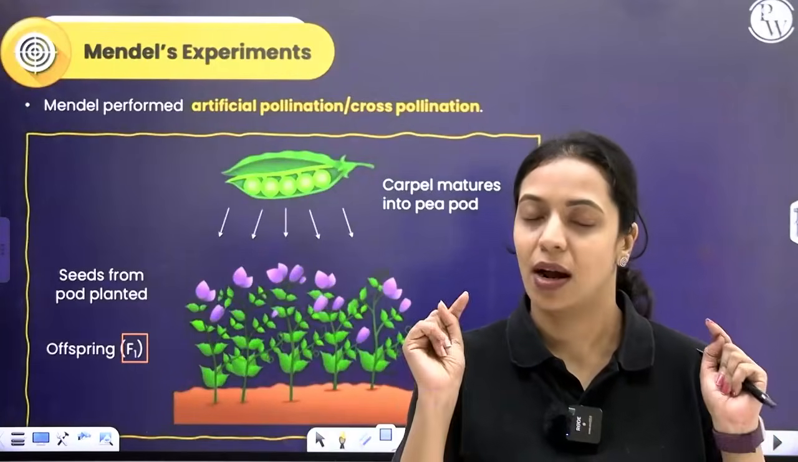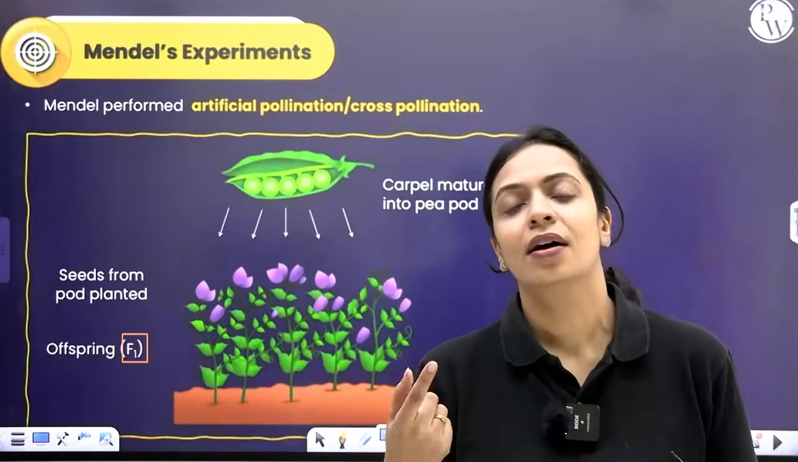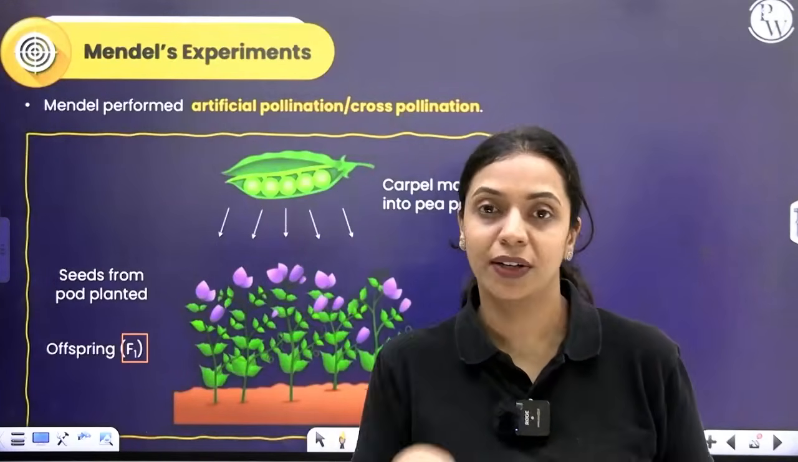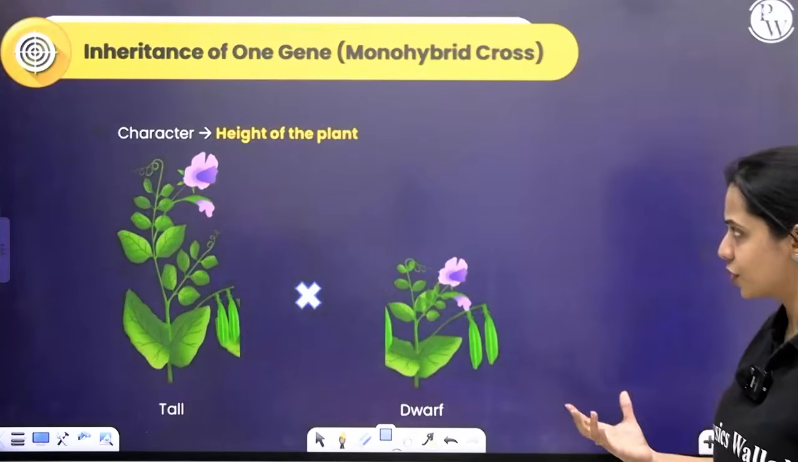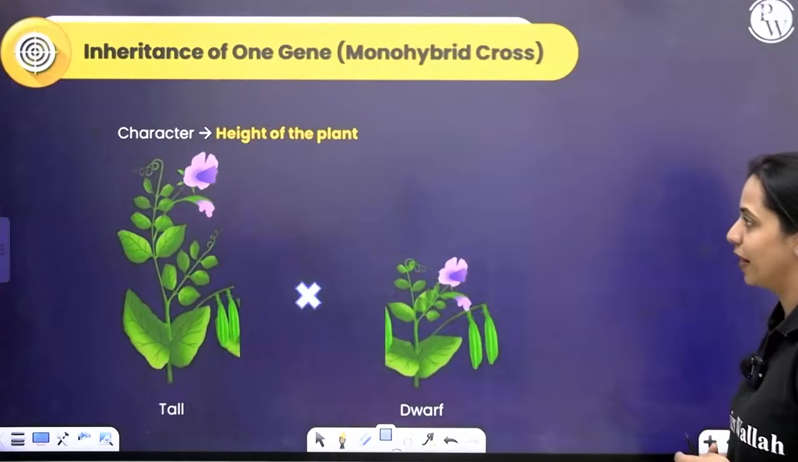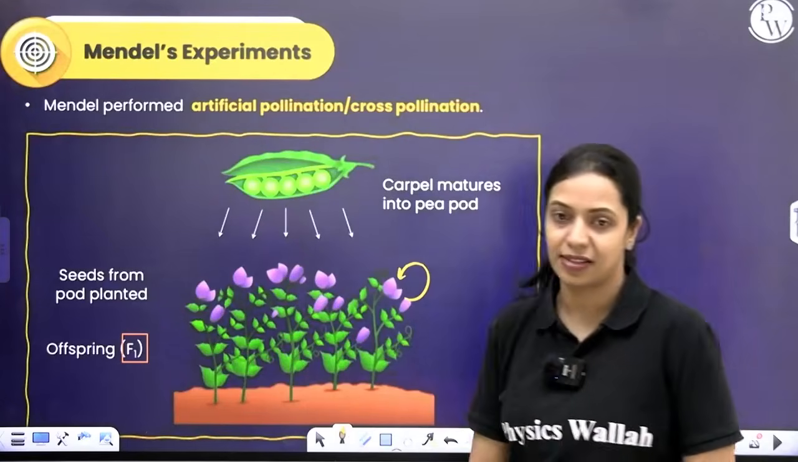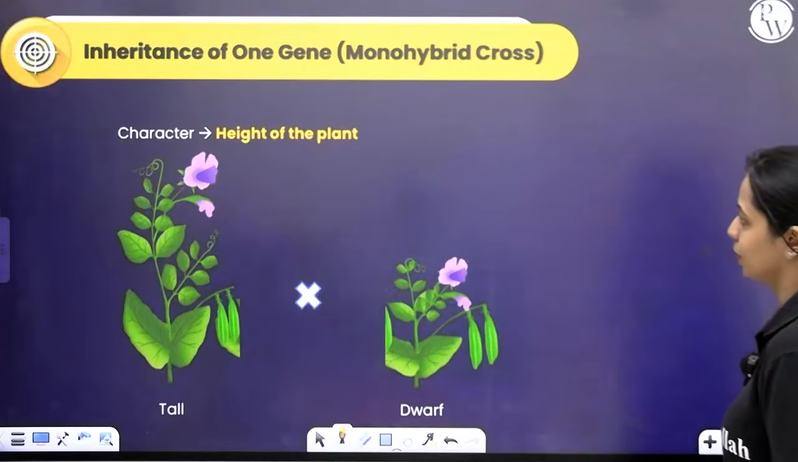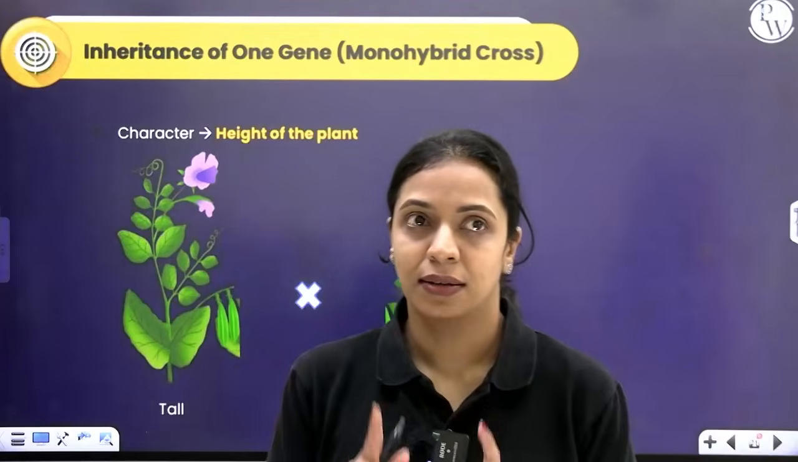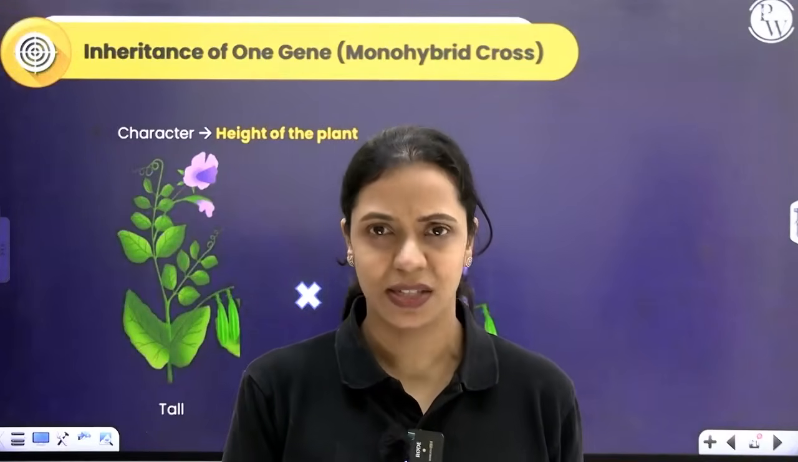Now you will allow these F1 generation plants, or your F1 hybrids you can call them, to undergo self-pollination. At first you cross-pollinate them, then you allow them to undergo self-pollination. So that is basically what Mendel did. See here, this will be allowed to undergo self-pollination in the next step. Now Mendel did this for one character at a time, which we call monohybrid cross, and he also performed similar experiments, same steps, considering two characters at a time, that we call dihybrid cross.